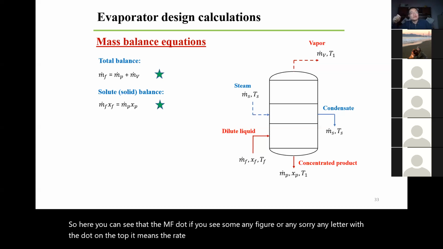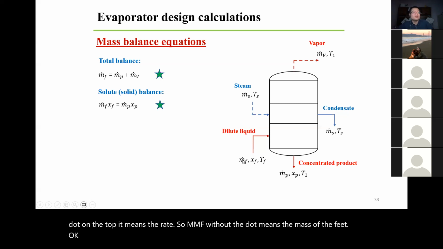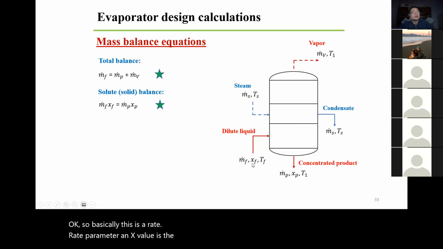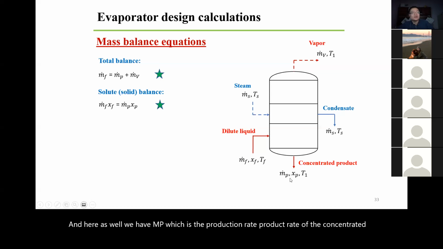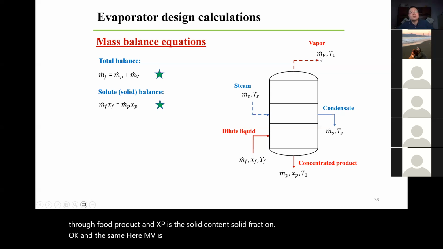it means the rate. So MF without a dot means the mass of the feed. But if there's a dot, it means the mass of the feed per unit time. So basically this is a rate parameter, and X value is the solid fraction. Here as well we have MP, which is the product rate of the concentrated food product, and XP is the solid content, the solid fraction. And same here, MV is the production rate of the vapor.